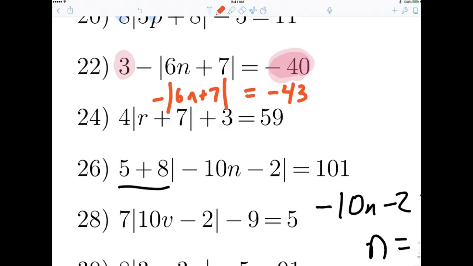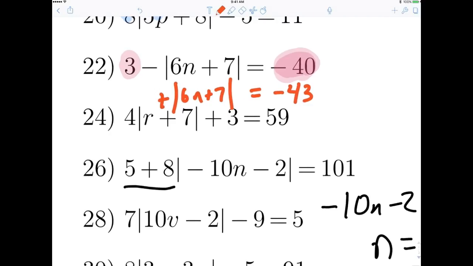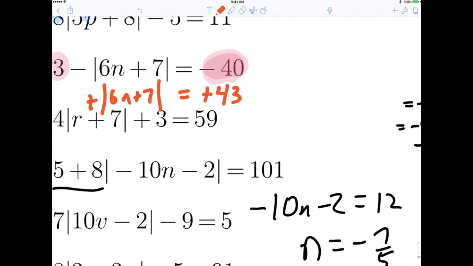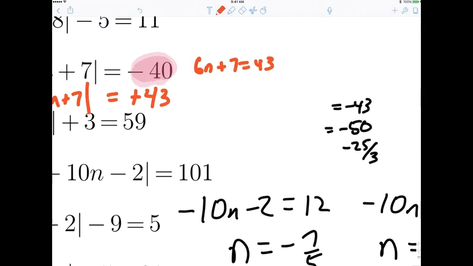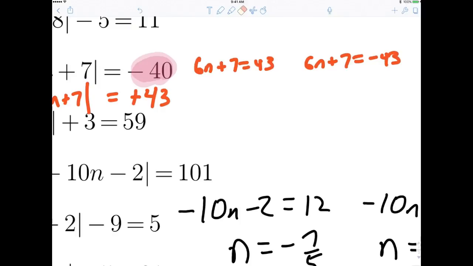But I would want you to just know when there's a negative in front of the variable, that just means change the sign. So in this case, this changes to a positive, and this changes to a what? That's how you simplify that. So then, of course, it's just 6n plus 7 equals 43, and 6n plus 7 equals negative 43, and then we go from there. All right? Do I need to go any further, or is that good? Yeah, that's fine. Yes. Brian, what?